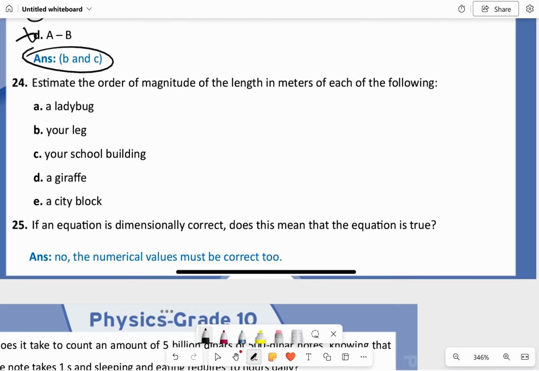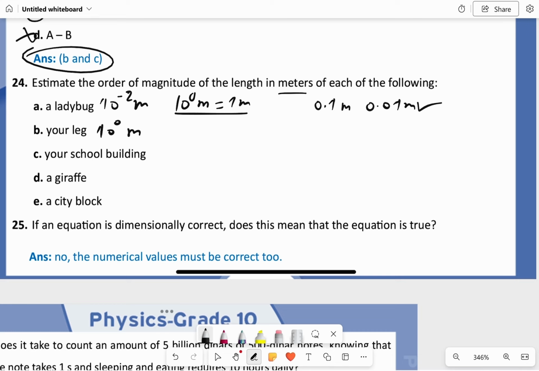Estimate the order of magnitude of the length in meters of each of the following. A ladybug. So a ladybug is really, really small, but it says careful in meters. Is a ladybug 10 to the power of 0 meters? No. Is it 1 meter? No, it's not. Is it 0.1 meter? No, it's really small. Is it 0.01 meter? That's reasonable. So you'll say 10 to the power of minus 2 meter. Your leg, you could use this one, 10 to the power of 0 meters, which is equal to 1 meter.